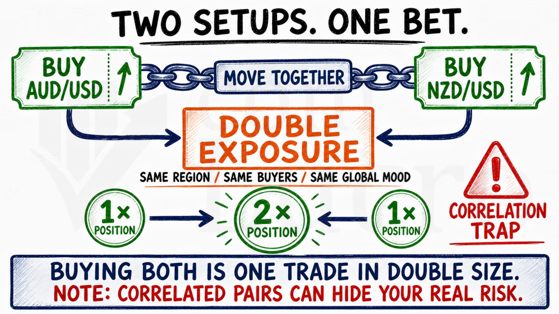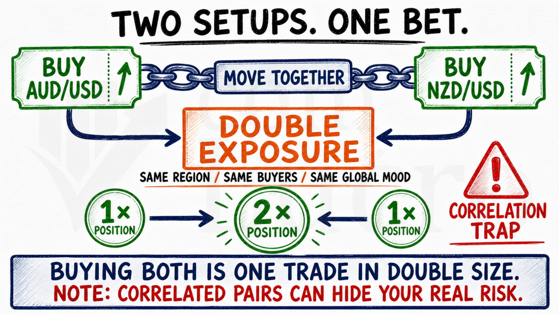And here's where those two become a real risk to your account. The Aussie and the Kiwi move together a lot. Same region, same buyers, same sensitivity to global mood. So if you buy AUD USD and then buy NZD USD because you spotted 2 nice-looking setups, you have not opened 2 trades. You've opened 1 trade in double size.